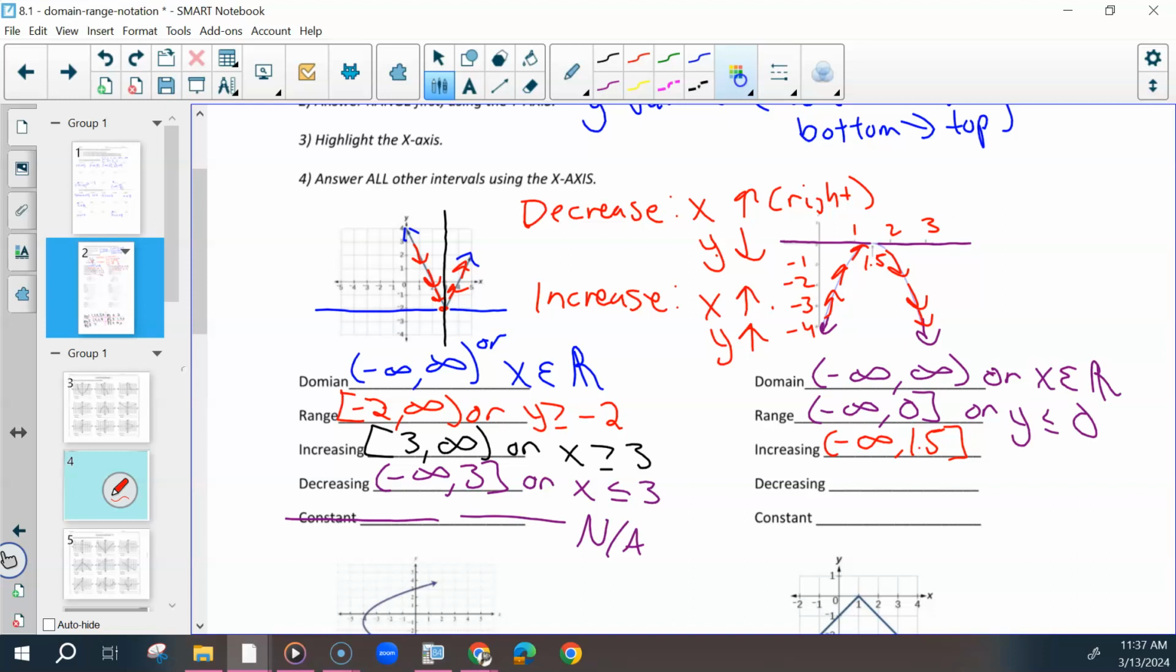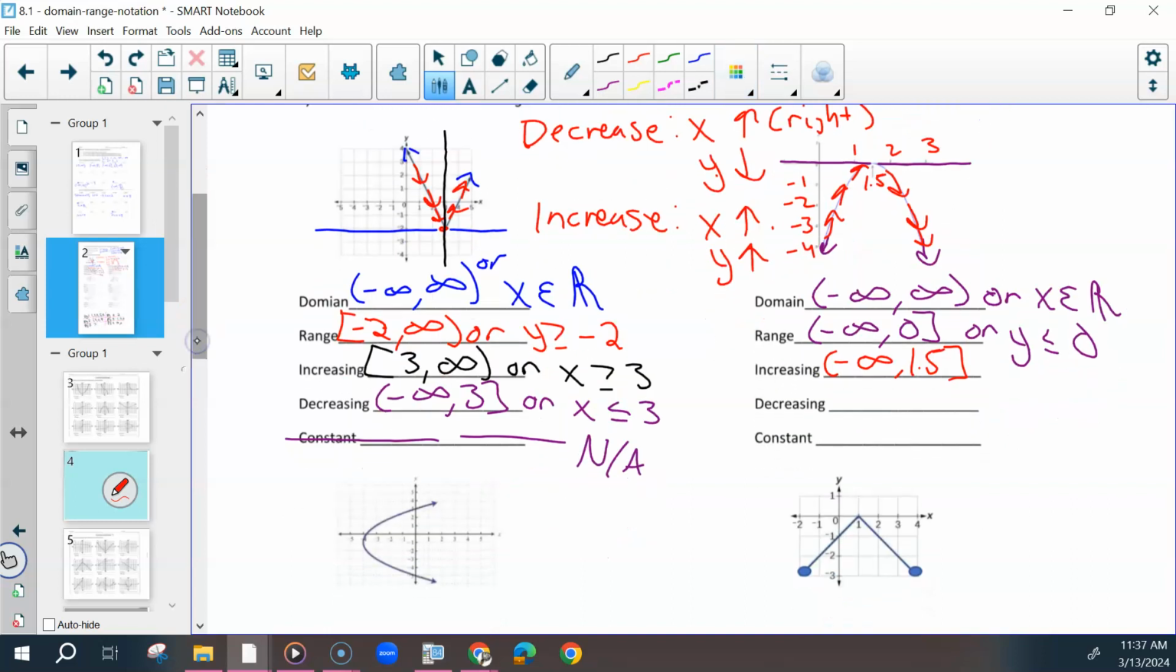So then where is it decreasing? Is it negative or positive? The infinity is going to be positive if you're looking at your x values. So 1.5 is where it starts. And then if we kept going down and to the right, we keep going to the right with our x values.